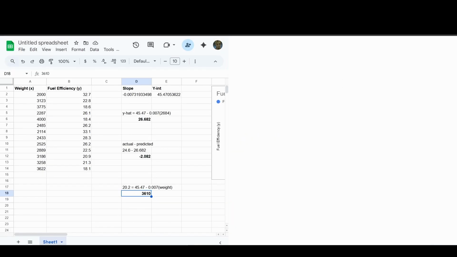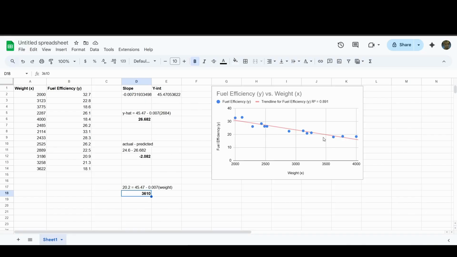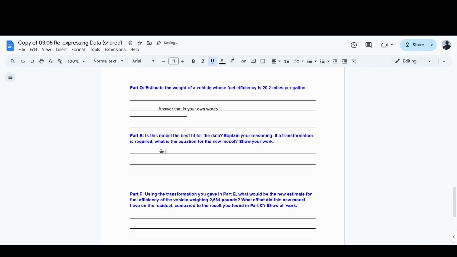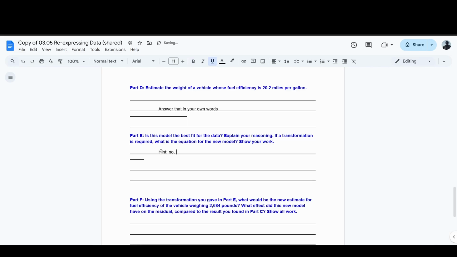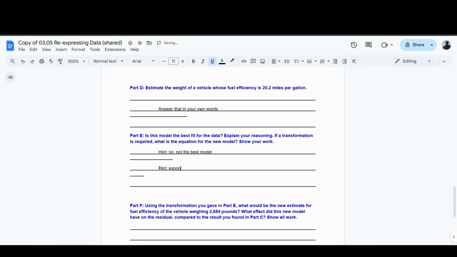So even looking at this graph, the line does kind of look like it fits, but as we analyze that, your hint here would be no, this is not the best model for the data. Even though this line appears to be close, check your residuals plot. They're not going to be as close of a fit as we want that to be. A better model, again, let me say hint, a better model would be an exponential model.